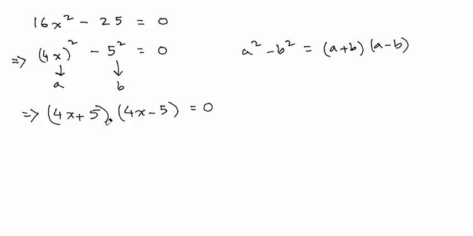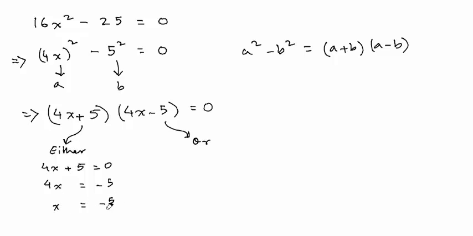So there we have the factored form. Two factors multiply to give you 0, which means at least one of them is 0. Either this is 0 or this is 0. So if 4x plus 5 is equal to 0, if you take the 5 on the other side, you have 4x is equal to negative 5. That's subtracting 5 from both sides. And then to find x, you divide both sides by 4. So we have x is equal to negative 5/4.